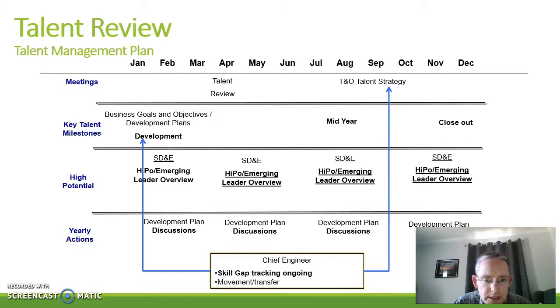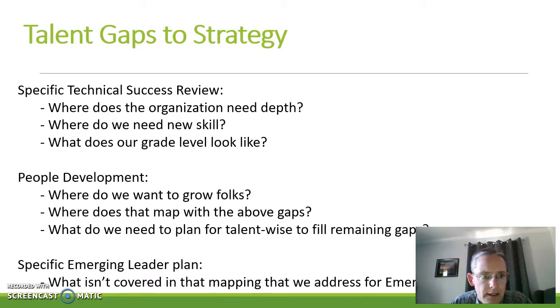What are we doing from the talent perspective at the same time that we're looking at what we need to do from an information technology perspective? There's gaps, right? We've got to have some gaps to fill. So specific technical success review: where does the organization need depth and talent? Where do we need new skills? These kinds of things. From a people development standpoint, where do we want to grow folks?